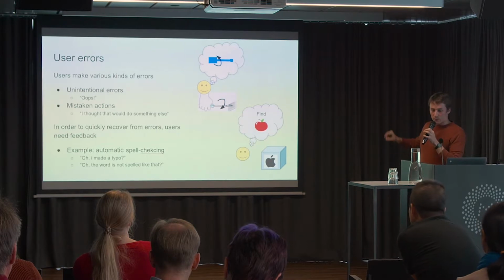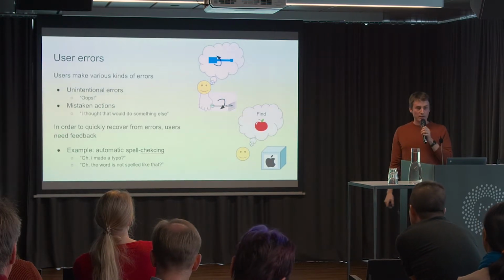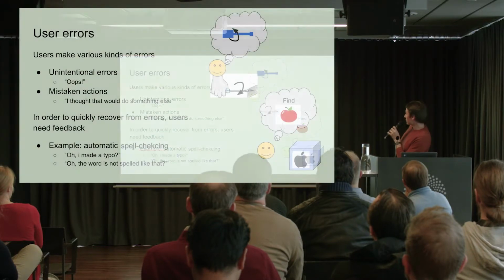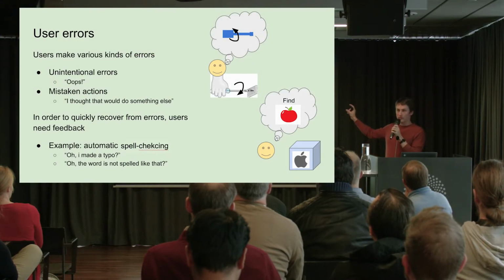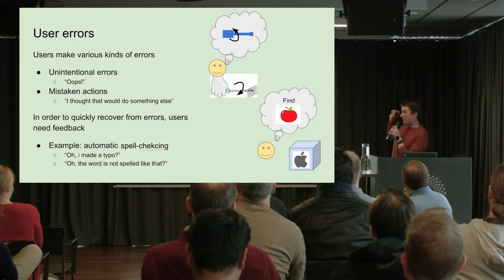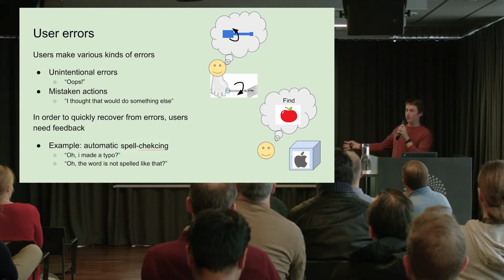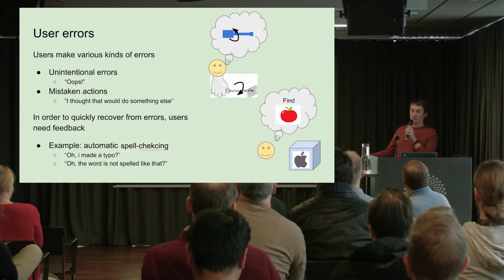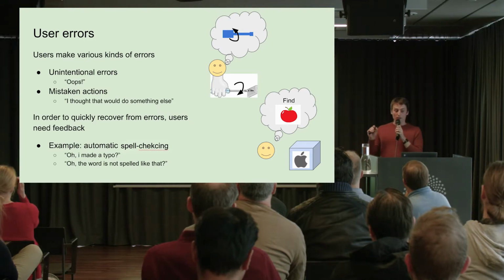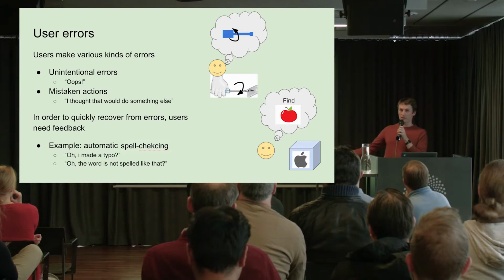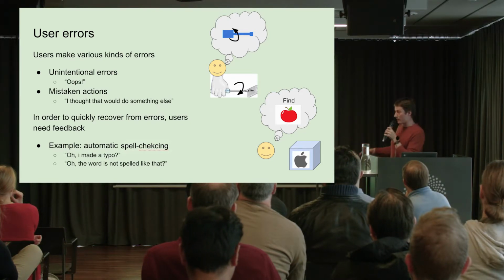Then again, one more slide of theory. So user errors. What are these? Users make various kinds of errors, and maybe the two most relevant ones are unintentional errors and mistaken actions. Unintentional errors are like typos, so you didn't actually mean to do that action, but you did it anyway. And mistaken actions are like you thought that whatever you did would cause some kind of effect, but it actually didn't cause that kind of effect.